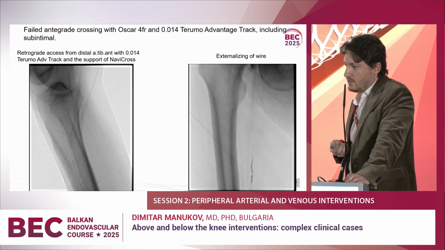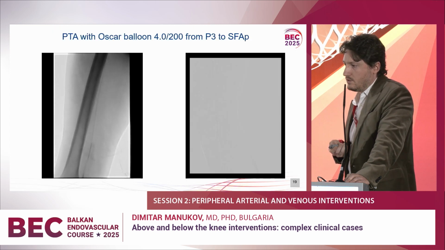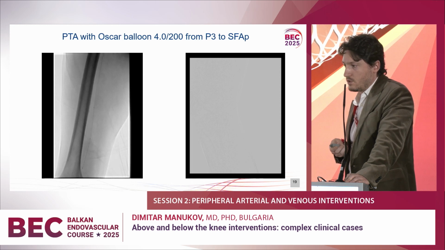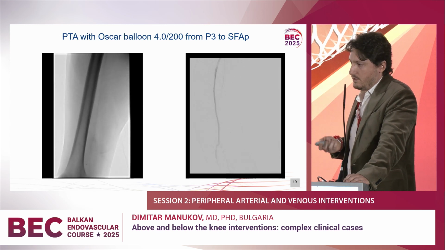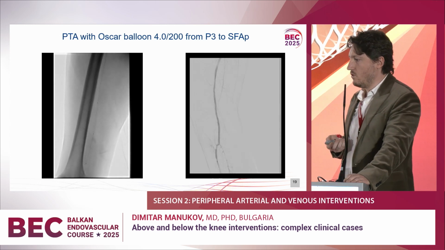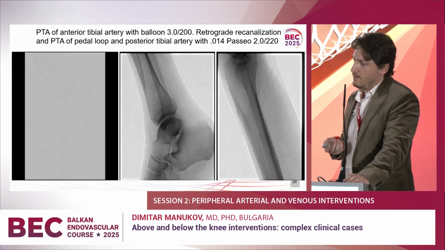the sheath. After that, pretty easily with the Oscar balloon 4x200 PTA, starting from the P3 proximal to the proximal part of the SFA, we perform dilatation. On the right, you will see now the better and of course improved inflow. We can better appreciate the anatomy now below the knee.